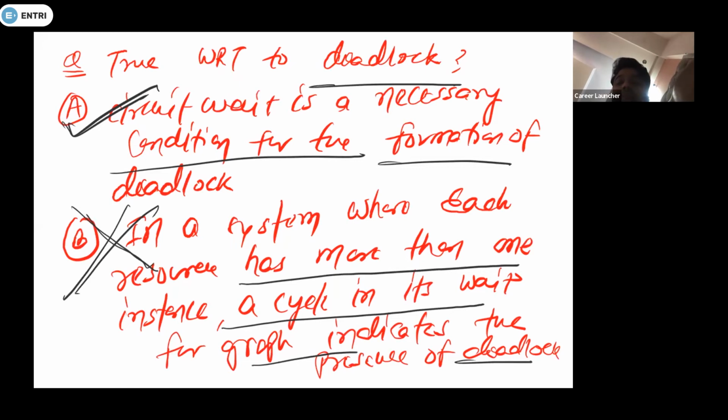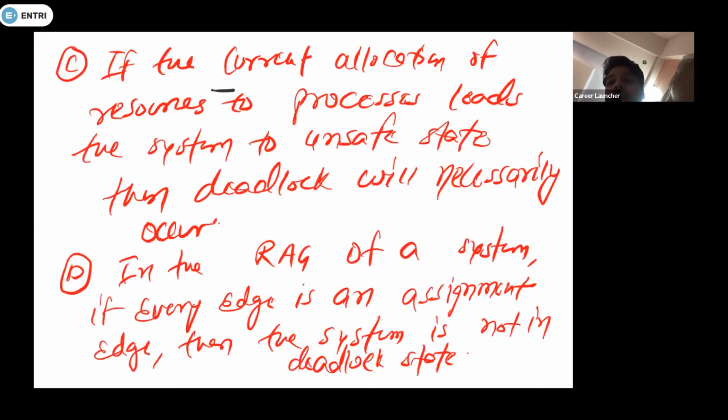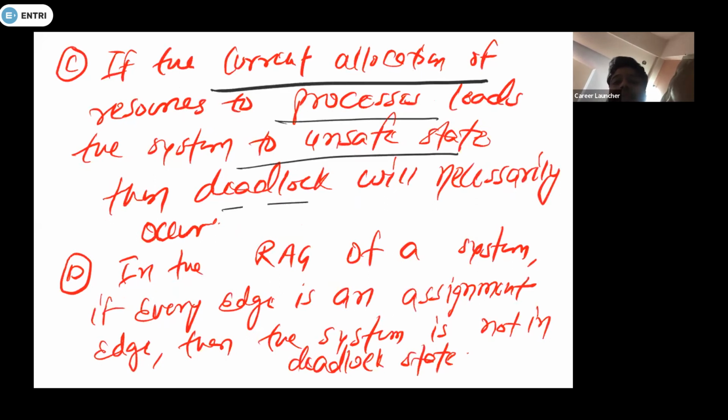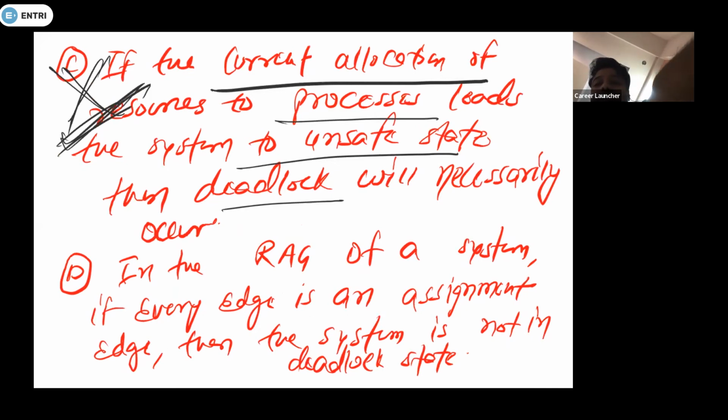So B is false. Now see, what if the current allocation of a resource to a process leads to an unsafe state, and deadlock is not necessary, because the unsafe state will not always lead to deadlock, because it depends on the behavior of the process. So it is false.